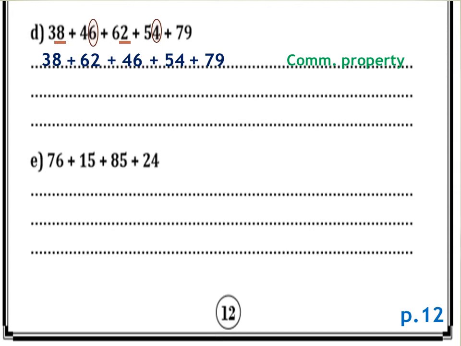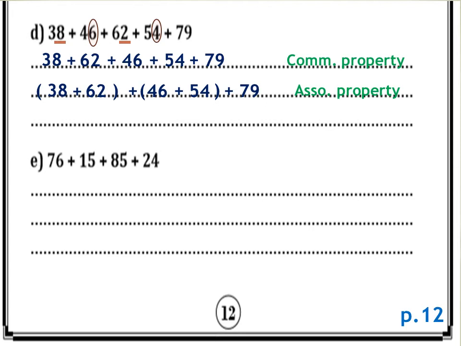And now let's use the associative property. So open bracket, write 38 plus 69 and close the bracket. Then plus open bracket, write 46 plus 54 and close the bracket. And write 79 alone. And here is associative property. We can write the shortcut, which is ASSO, associative property.